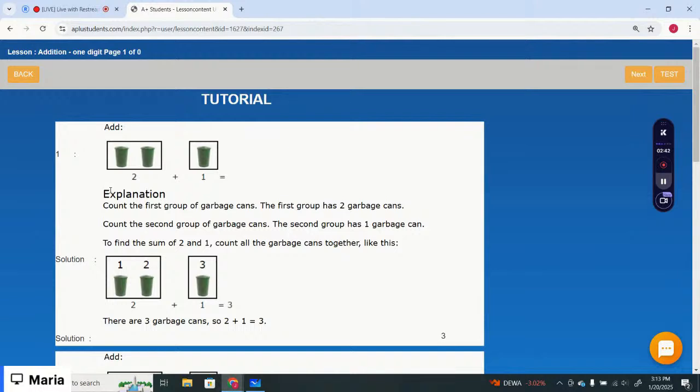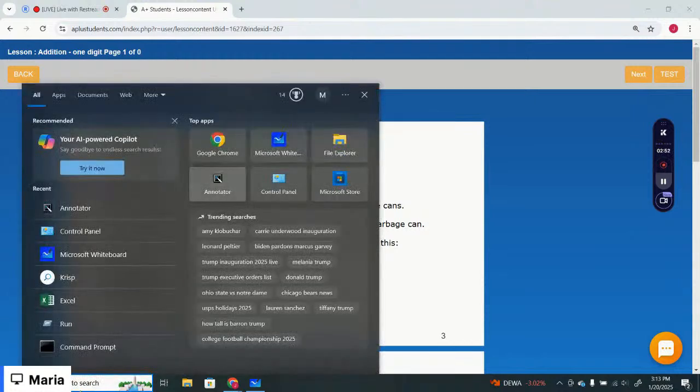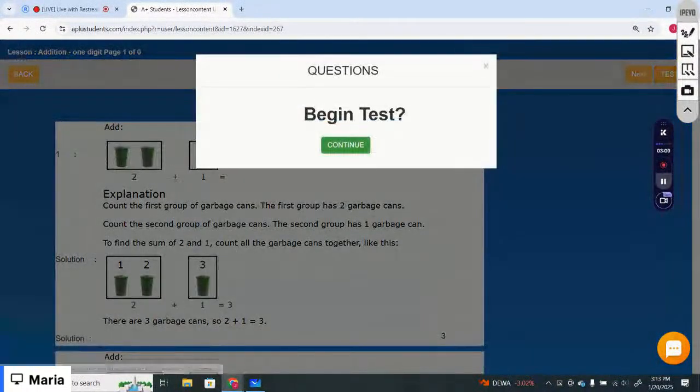So how do we add? You need to count them separately first, and then you have to count them together. For example, here you have one. You need to count together, so 1, 2, and 3. So their total cans are 3. Let's just start with the test questions.